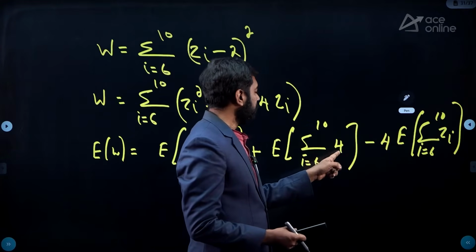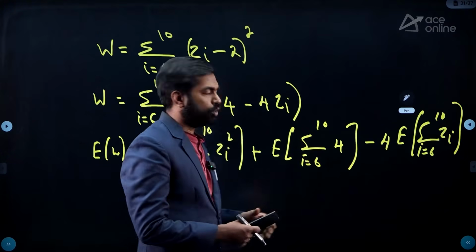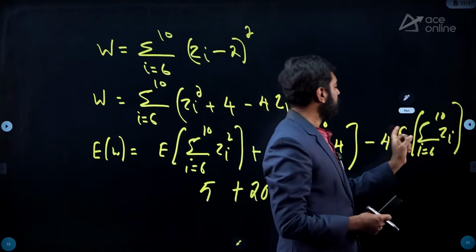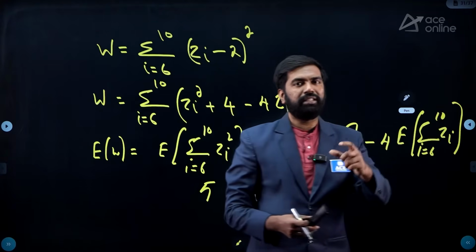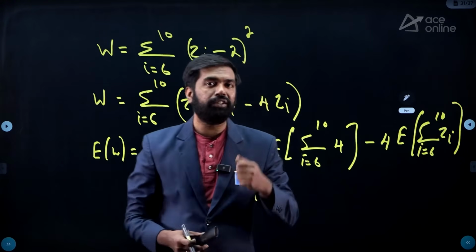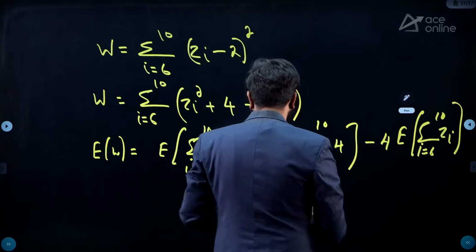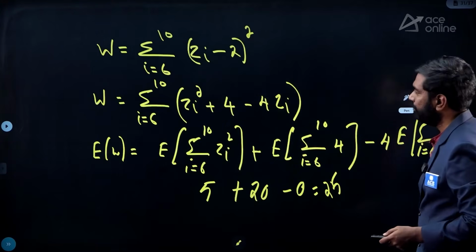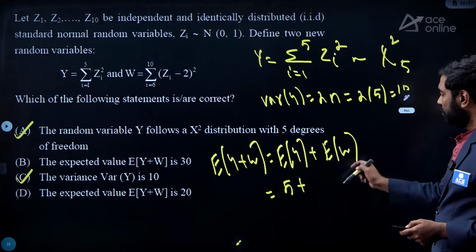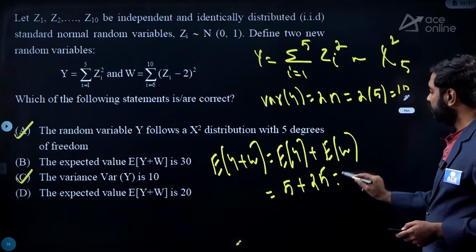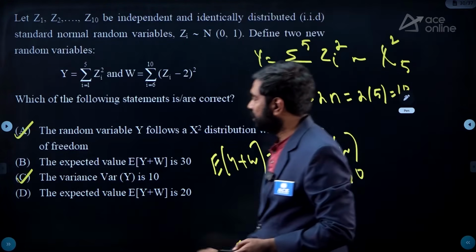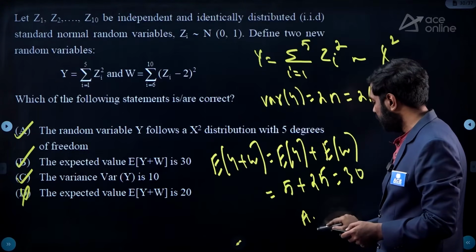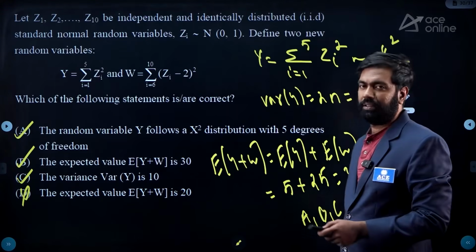Here 4 is added 5 times, so 4 into 5 is 20. When this expectation goes inside, it is expected value of Zi. Zi is a standard normal, so expectation of Zi is 0, and this expectation is going to be 0. And then how much is this? This is 25. This is expected value of W. So I need expected value of W, which is 25, and altogether it is 30. So this is the right answer and this is wrong. So the answers for this question are A, B, C.